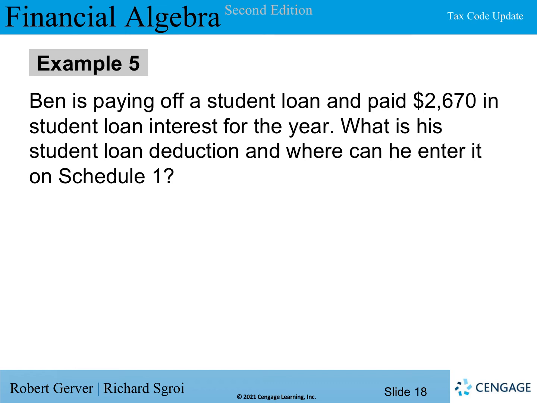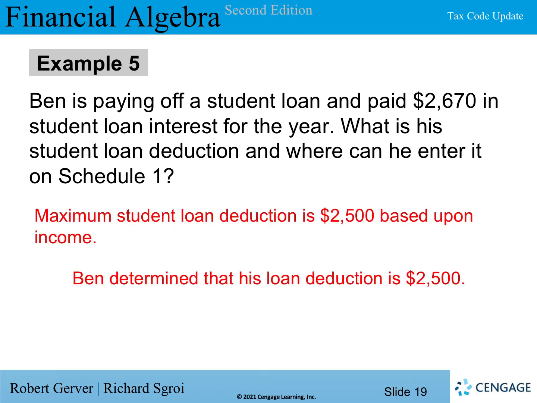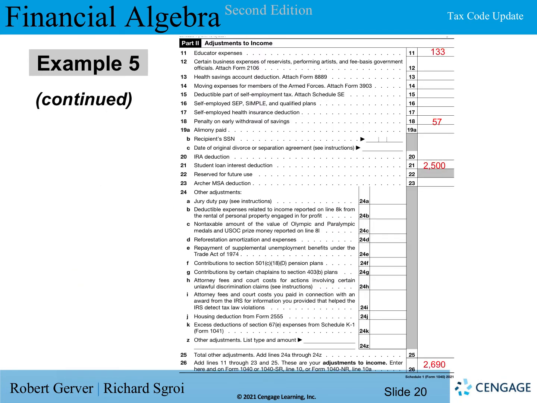Now, Ben is also paying off a student loan and paid $2,670 in interest for the year. So let's see where he enters that. Well, first of all, for this particular year, the maximum student loan deduction is $2,500 based on income. So therefore, he is able to deduct $2,500 of the $2,670 interest that he did pay.